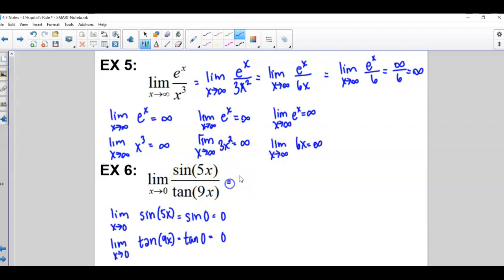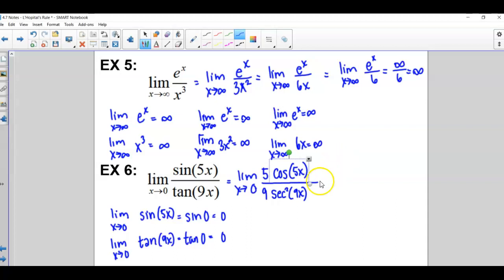So instead, let's take the derivative of the top and the bottom. So derivative of sine of 5x would be cosine of 5x. But we do have to use the chain rule here. So we have to take the derivative of the 5x, which would be 5. So we put that 5 out here. And then tangent, what's the derivative of tangent? Secant squared. So secant squared of 9x times the derivative of 9x, which is 9.